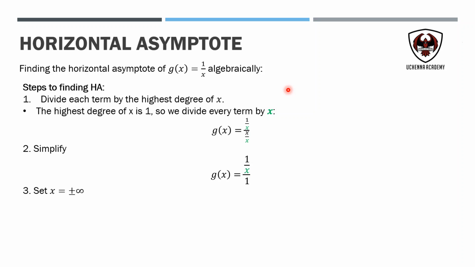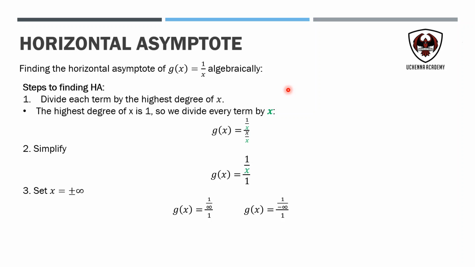Now we're going to set x to either positive or negative infinity. We don't have to set it to both. I will, just in this case. Let's go ahead and see what that approaches. So I can either end up with 1 over infinity divided by 1, or 1 over negative infinity over 1.